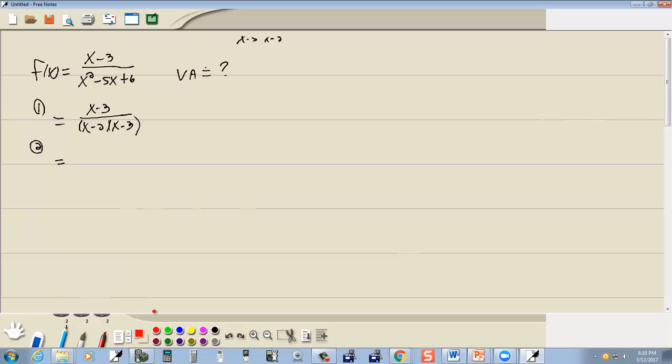Step 2, cancel if possible. Notice how we have an x minus 3 here and x minus 3 here. Those are going to cancel. So we got 1 over x minus 2. And then step 3, set your denominator equal to 0, set your bottom part equal to 0 and solve it. So take negative 2 over and we get x equals positive 2. I don't know much about this graph at this point, but I do know that it has a vertical asymptote of 2.